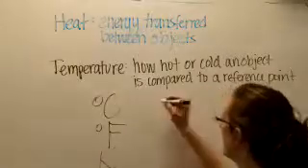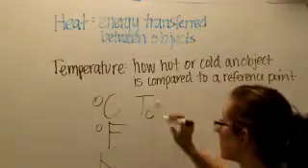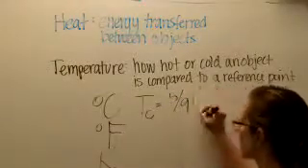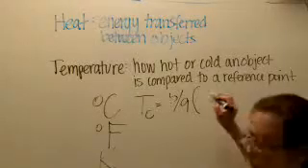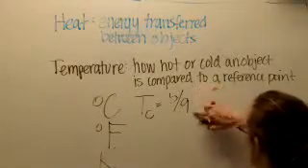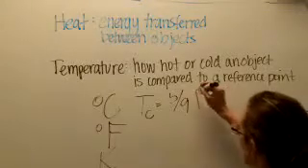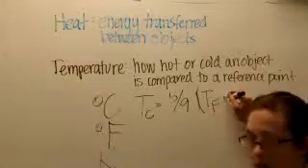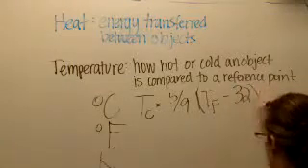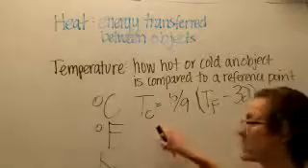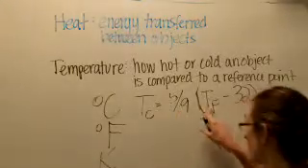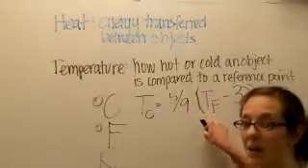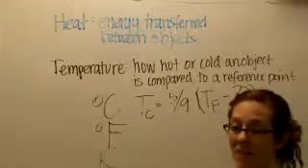And to do that, Celsius temperature is equal to 5/9 times... I'm sorry. To get to temperature in Celsius, I would do 5/9 times my Fahrenheit minus 32. Remember to do the parentheses first. So you take your Fahrenheit minus 32 and then multiply it by 5/9.